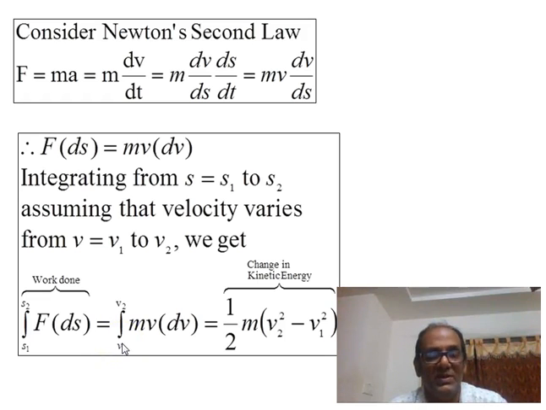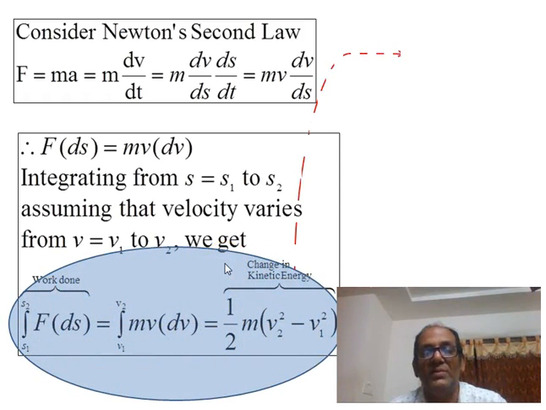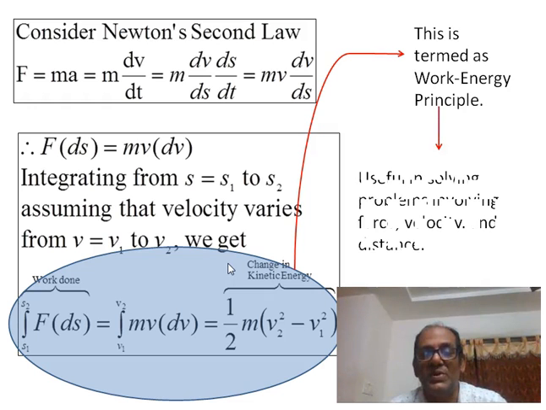So this principle, when we integrate between limits s1 to s2 here and v1 to v2 here, is the work energy principle. This integral can be evaluated to half m into v2 square minus v1 square. We know that half mv square is the kinetic energy. So this quantity here is the change in the kinetic energy. Half mv2 square is the final kinetic energy. Half mv1 square is the initial kinetic energy. So work done is equal to change in kinetic energy is what is termed as the work energy principle.